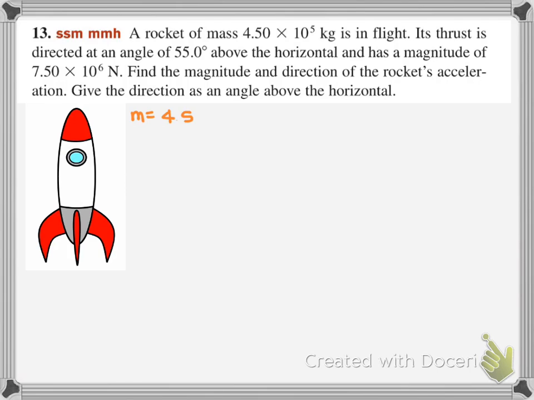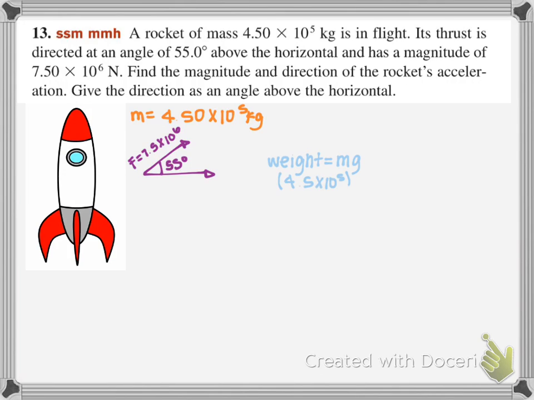You have your rocket. You have your mass of 4.50 times 10 to the 5th kilograms. When you draw your free body diagram, you see that your angle is equal to 55 degrees, and the magnitude of the force is 7.5 times 10 to the 6th. In order to find your complete net force, you need to consider that there's another force of weight. Weight is equal to mass times gravity. So your force because of weight is 4.41 times 10 to the 6th newtons.